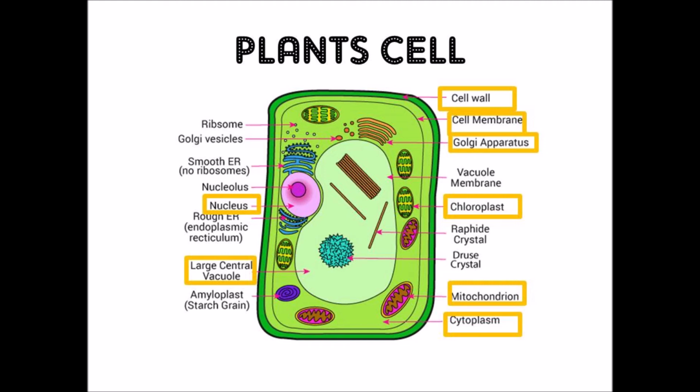Plants are producers, so they need a part in the cell that captures the sunlight and makes the plant's food. That part is the chloroplast. The chloroplasts have to do with the photosynthesis process. So, animal cells do not have a cell wall and do not have chloroplasts.